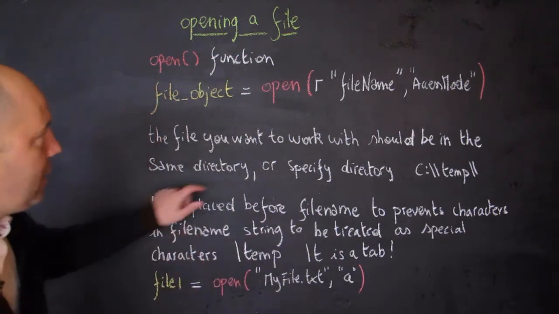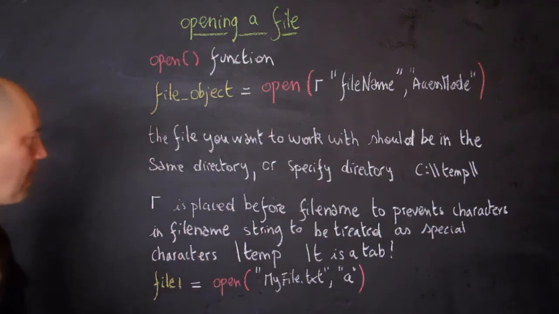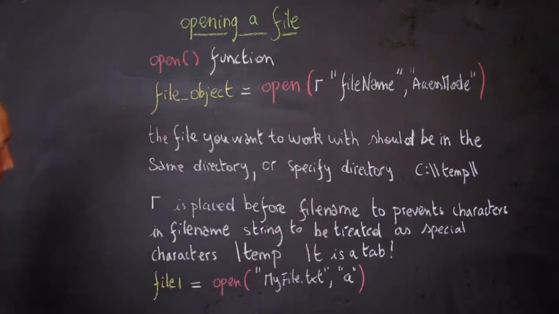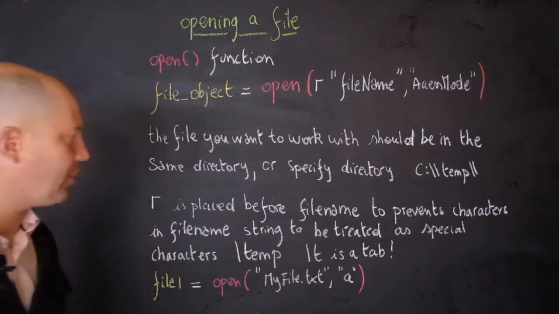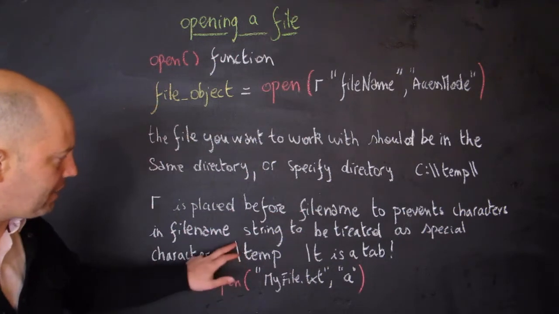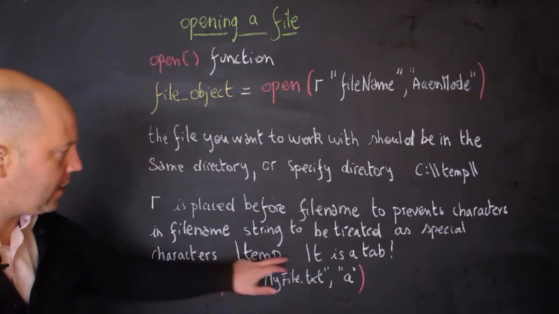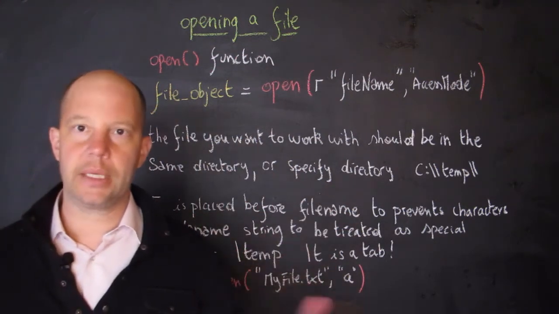Now, there is this thing you may have wondered: what is this r here? We don't always use that, but the r can be placed before the file name to prevent characters in that file name string from being treated as special characters. For instance, if you have something like a slash temp, it may interpret it as \t, which means a tab.